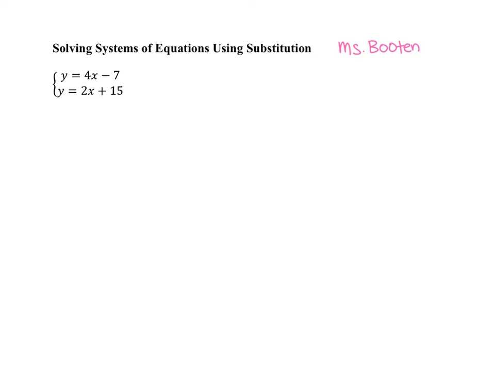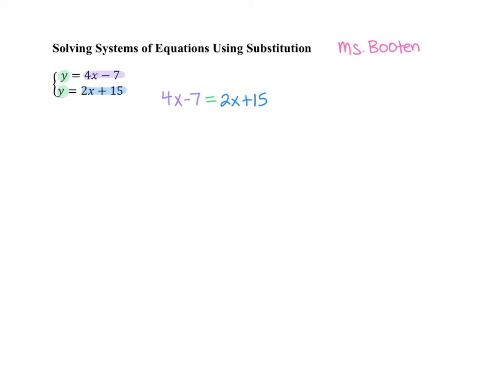Since both of these are written in slope-intercept form, this is a special way to solve a system using substitution. Since both of these expressions are equal to y, I can see that y equals 4x minus 7, but y also equals 2x plus 15. So since y equals both of these expressions, these expressions are equal to each other. Our first step is to set those expressions equal to each other. So I know that 4x minus 7 must equal 2x plus 15.